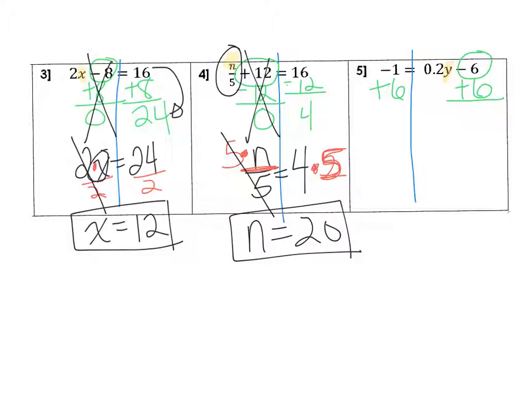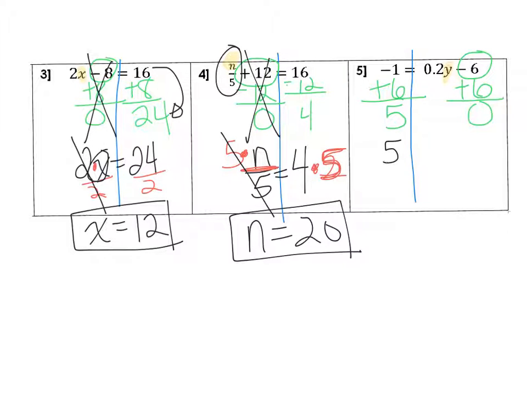So minus 6 plus 6 will give me 0. And then on the other side, I have a negative and 6 positives. So I have ninjas and pirates, which means they're going to battle it out, and I will be left with 5 pirates because I have more positives than negatives.